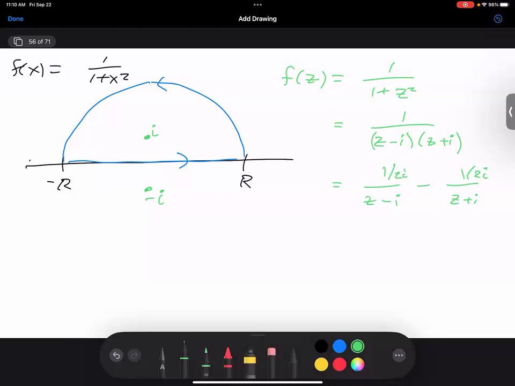If I want to try to figure out what's going on, one of these functions is extremely well behaved near i. One of these functions is not. And so near i I can expand just one of them. I can write this as, I can factor out the 1 over 2i, and then the first one, it's 1 over z minus i. So how can I deal with that?